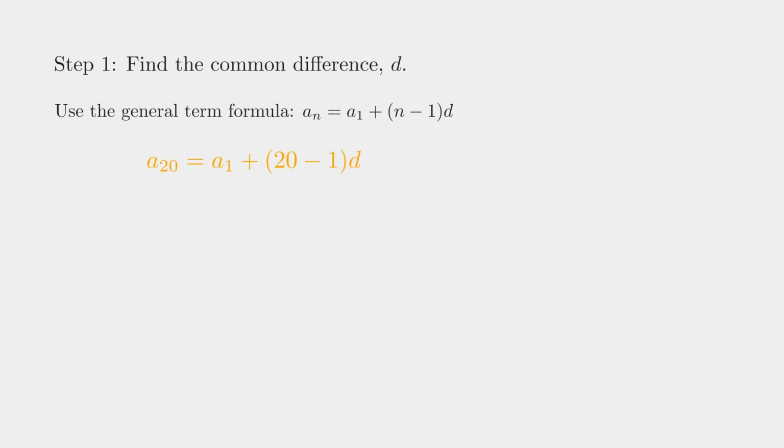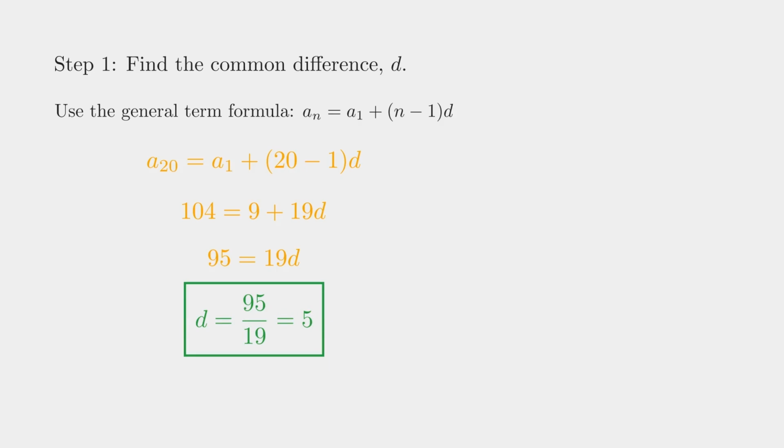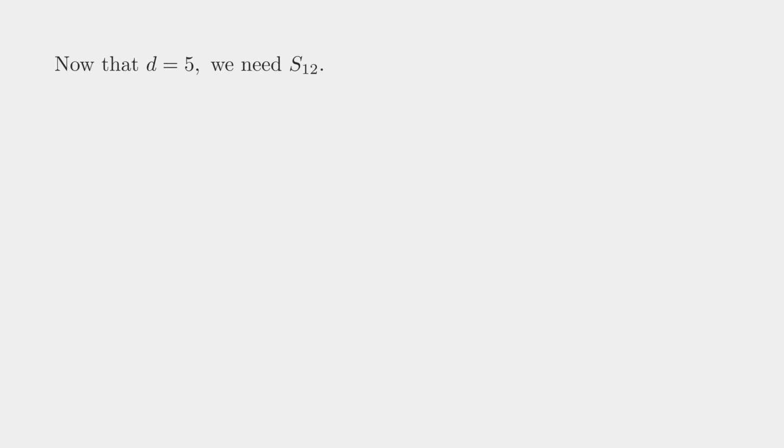Applying this on a20, we have a20 is equal to a1 plus 20 minus 1 times d. Replacing our given values into the formula, we get 104 is equal to 9 plus 19d. Subtracting 9 from both sides and solving this equation, we get d is equal to 5. Now that we know d is equal to 5, we can proceed to find S12.